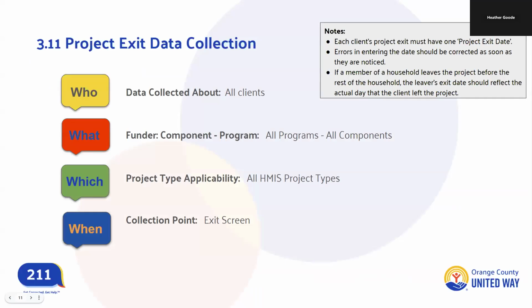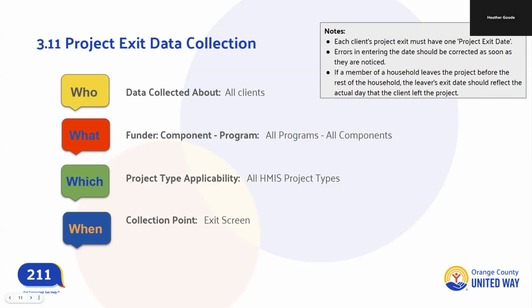For the project exit data element, the who is all clients, the what is all funding programs and all components, the which is the project type, it's all project types, and when is the data collected? It's collected at the exit screen. So for some HUD notes on this, each client's project exit must have one project exit date. Errors in entering the date should be corrected as soon as they are noticed.